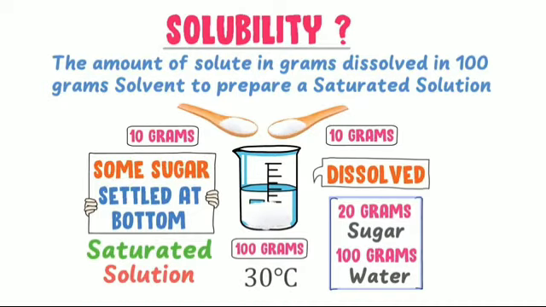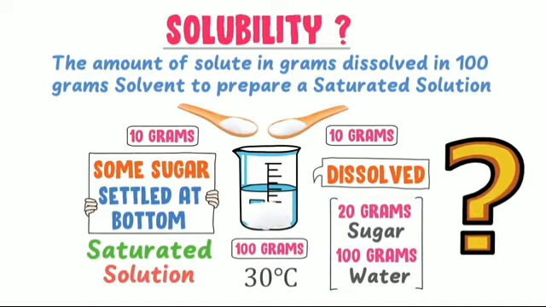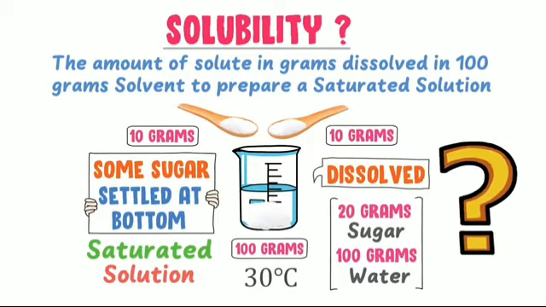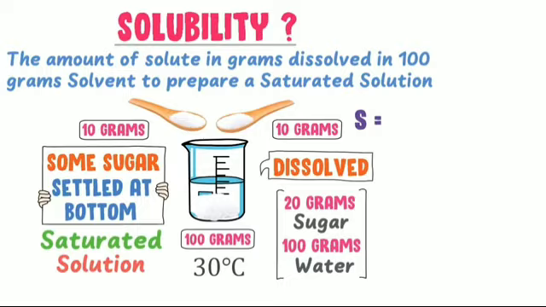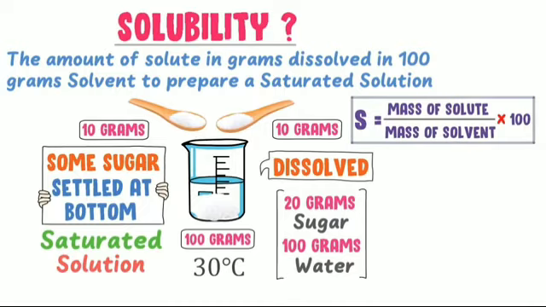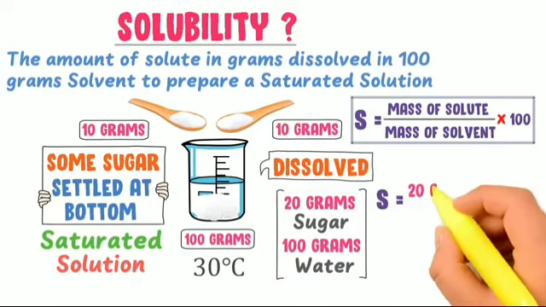For example, 10 grams of sodium chloride or 10 grams of sugar dissolved in 100 grams of water to form its saturated solution, at 30 degrees Celsius or 25 degrees Celsius, any one given temperature. This is called solubility. So this is the solubility of sugar.